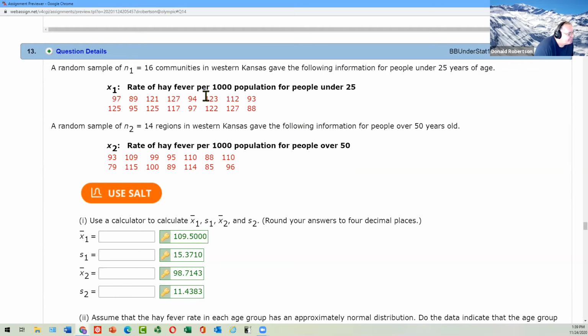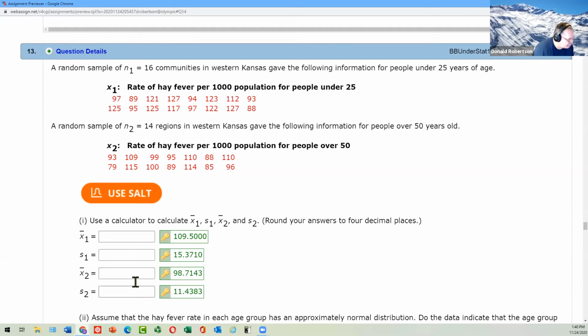So question 13, 2 samples. This is Western Kansas. And these are 16 communities in Western Kansas, and these are a random sample of people who are over 50. Okay. So you pick a region, and this is 93, and you pick another region, this is 93, and you do what you need to do, 2, 4, 6, 8, 10, 12, 14, 16. Okay, got all the stuff.